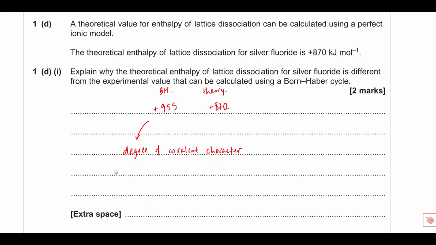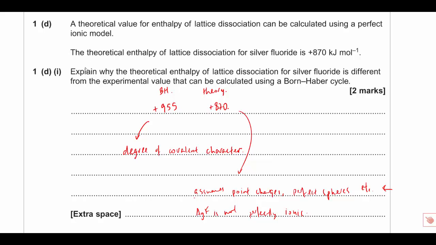The reason for that is that the theoretical model assumes point charges, perfect spheres, etc. The other way to say that is we've got a degree of covalent character, and silver fluoride is not perfectly ionic. But I think I would probably go with this one here.